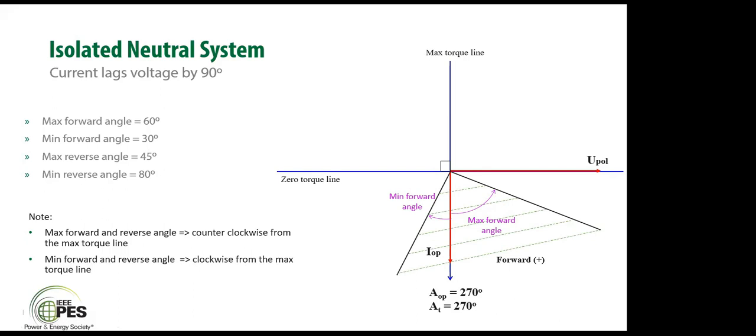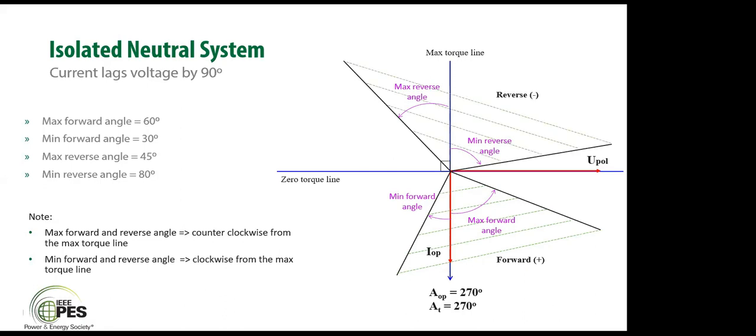In a similar way, we have to set the reverse operation zone. The maximum reverse angle is given as 45 degrees, counterclockwise from the maximum torque line. The minimum reverse angle is given as 80 degrees, clockwise from the maximum torque line. The area between the maximum and minimum reverse lines will be considered the reverse operational zone.